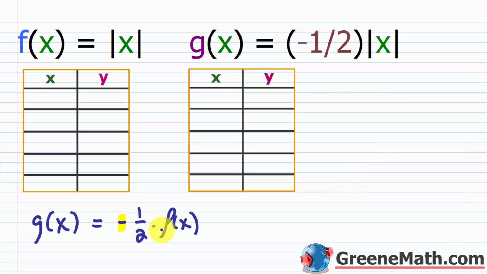So let's erase this. I want to compare some tables here. I know that 0 would be 0, 1 would be 1. We could do negative 1 and 1. We could do negative 2 and 2. And we could do, let's say, 2 and 2.